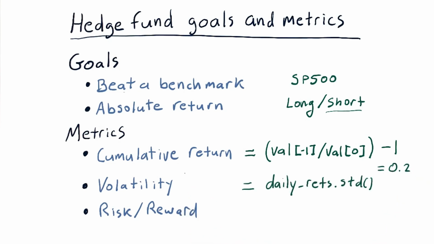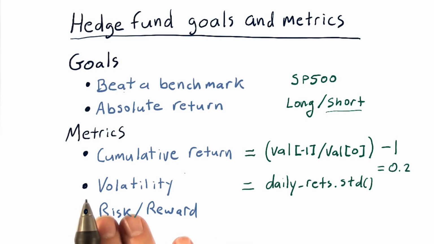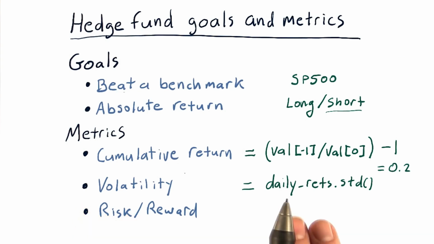Volatility is a measure of how rapidly and aggressively the portfolio goes up and down in value. And of course, lower volatility is better. Volatility is simply measured as the standard deviation of daily returns.